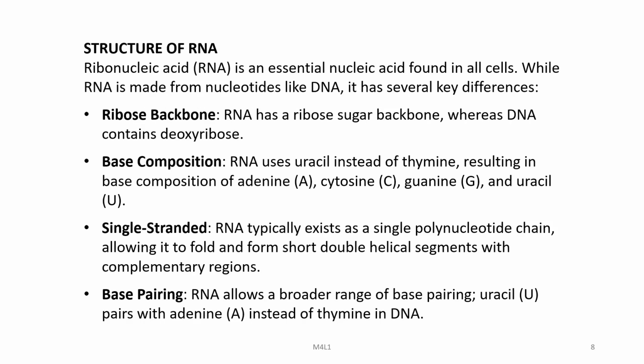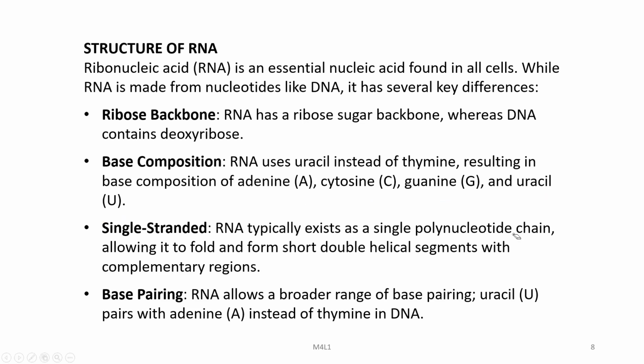Now, let us look into the structure of RNA or ribonucleic acid, which is an essential nucleic acid found in all cells. While RNA is made from nucleotides like DNA through a process called transcription, it has several key differences. RNA has a ribose sugar backbone, whereas DNA contains deoxyribose. Then, in base composition, there are also certain differences. RNA uses uracil instead of thymine, resulting in a base composition of adenine, cytosine, guanine and uracil.